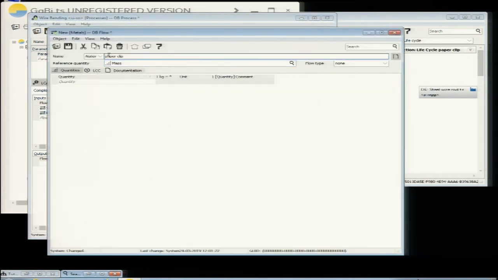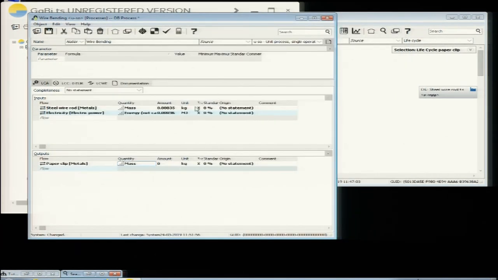I'll name it paperclip. What kind of flow is this? Is it an input or output? Is this an output here? Okay, it can be input or output on both. So we can click save here. It is saved. Okay. Now this paperclip is saved, and we can put the amount of paperclip.